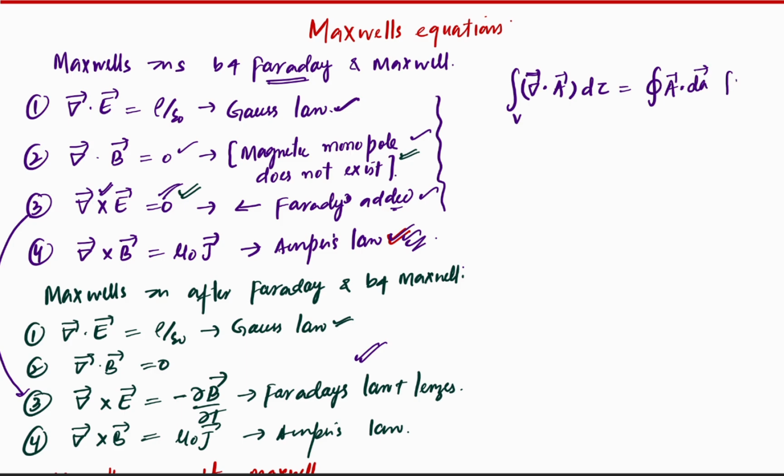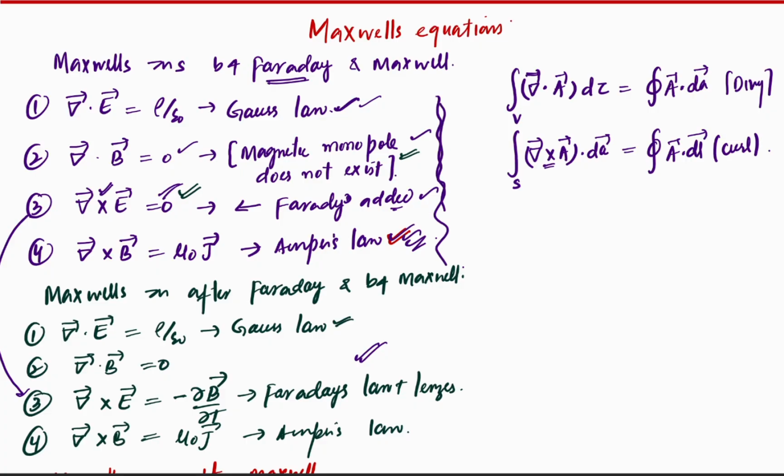Okay, this is the divergence theorem. And the curl theorem says del cross of A dot dA equals the closed line integral of A dot dl. It changes curl from a surface integral to a line integral. Okay, this is the fundamental theorem of curl. So we are using these two equations to write the integral form of these four equations.